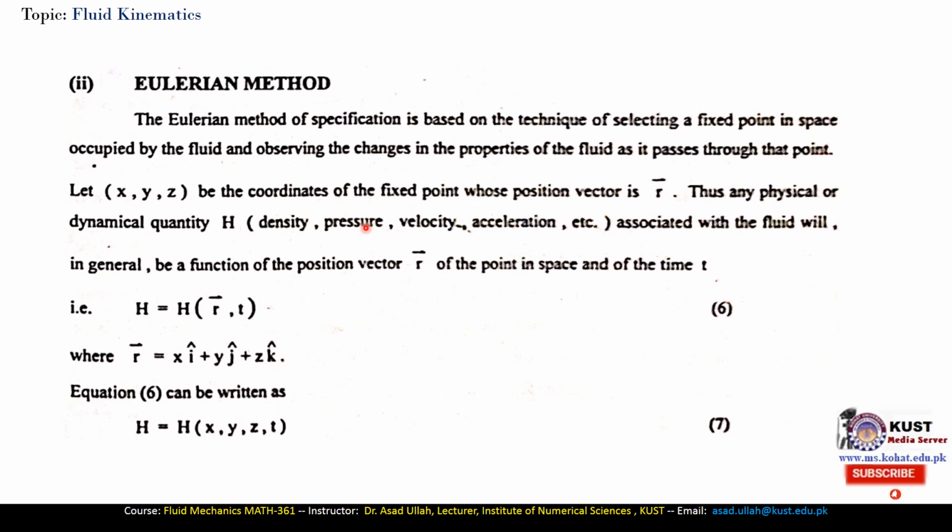Thus, any physical or dynamical quantity h, that is density, pressure, velocity and acceleration associated with the fluid, will in general be a function of the position vector r of the point in space and the time t, as given in equation 6. Here r is the position vector as given below. Equation number 6 can also be written in the form of equation 7. So we have just replaced r with its components to get equation number 7.